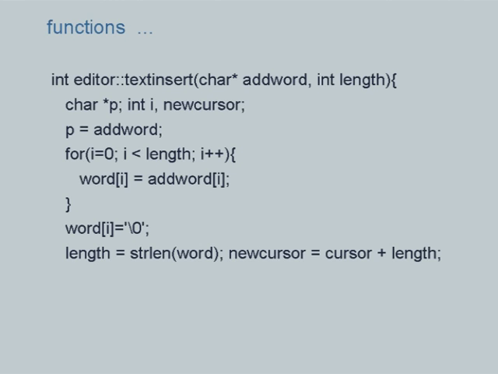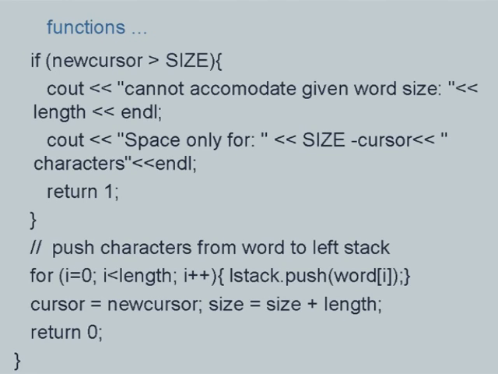In any case, I calculate the length of that word. I define the new cursor to be equal to cursor plus length, because observe that this word is going to get inserted into the left cursor, so the new cursor will have to be defined appropriately. And then I simply check. If new cursor is greater than size, I say I cannot accommodate word size.